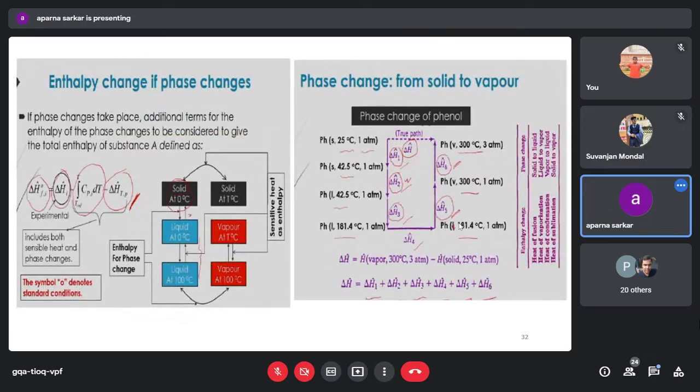Now let's look at enthalpy changes. In the formula we derived for heat of formation, if there is a phase change, then I have to incorporate this term, del H bar tp. Del H bar is an experimental value, the same, only this del H tp term is the sensible heat due to the phase change.